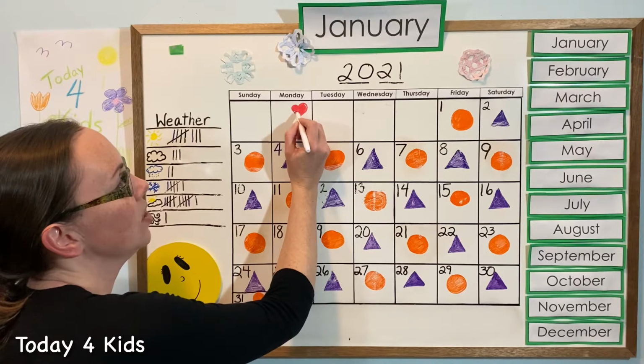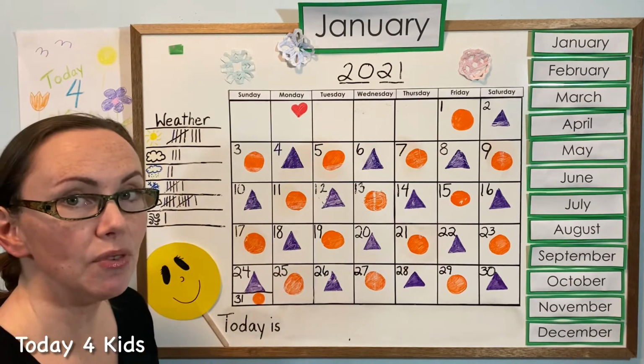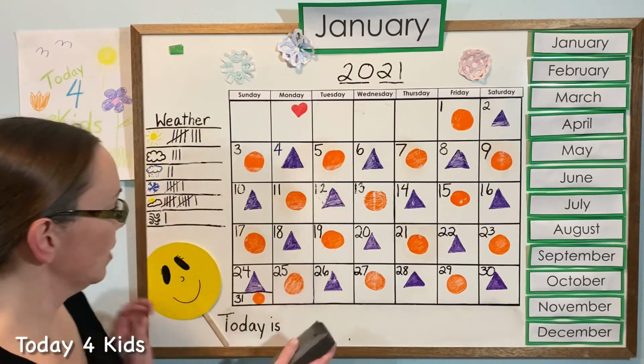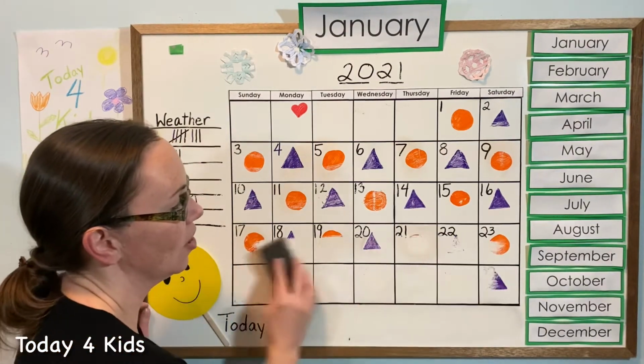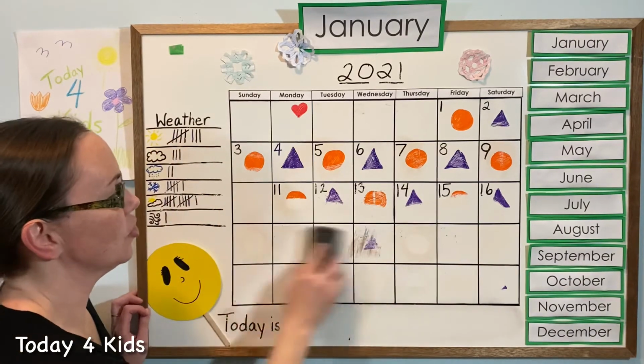You can put a red heart in on your calendar if you've already flipped it. I just want to put the heart in before I erase the board so that I can remember which day is today. So now I'm just going to erase the rest of the board. All that hard work we did, we'll just erase it, and we will start again fresh for February.